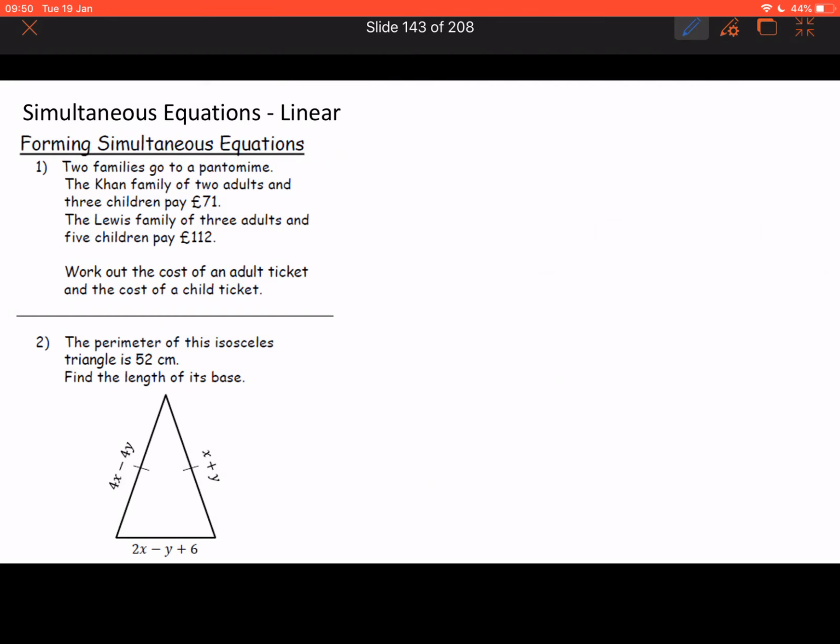next question is slightly different. So we've got a geometric situation here. The perimeter of this isosceles triangle is 52 centimetres. Find the length of its base.